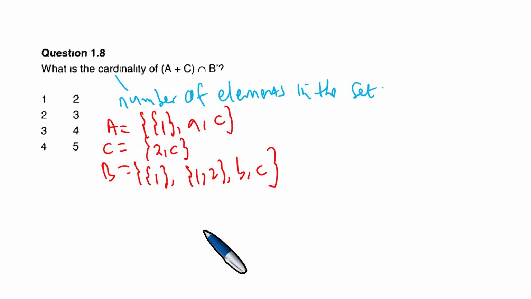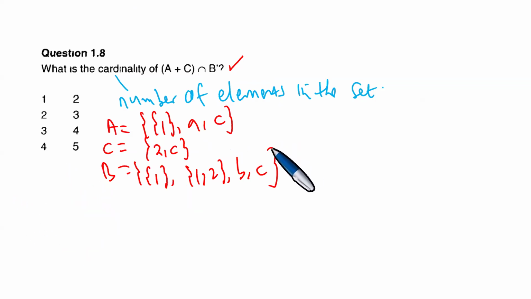The question then is, what do we do with this? What we do here is determine the set, because for us to find the cardinality of the set, we must be able to write out the set. But first, we remember we got A plus C.